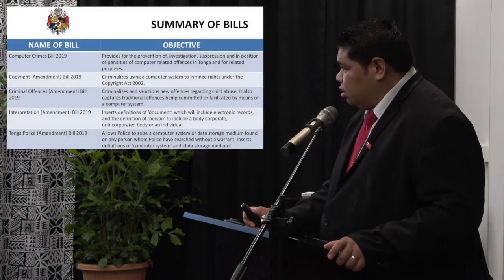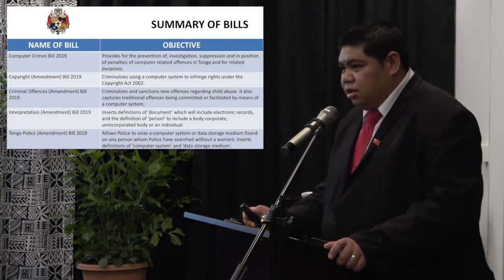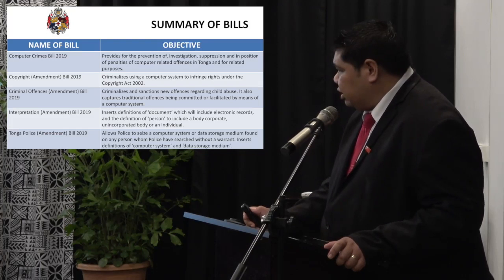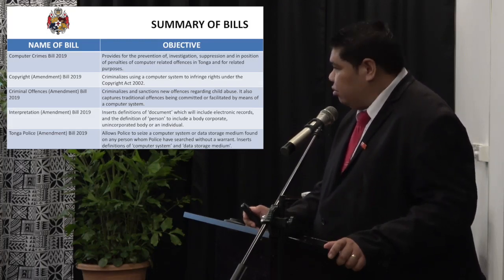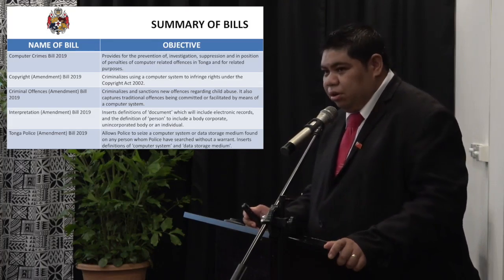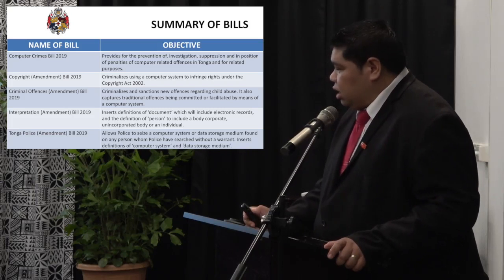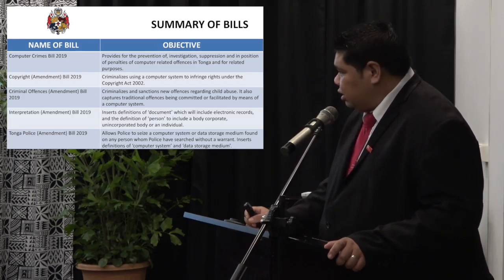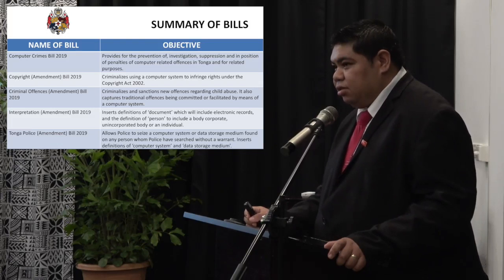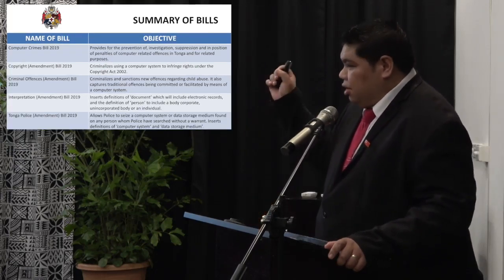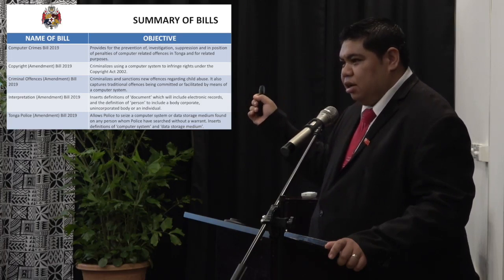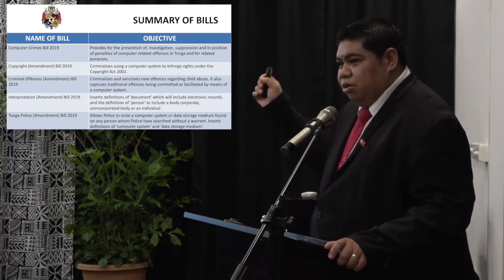If I can just summarize the bills that I was talking about. The Computer Crimes Bill 2019 provides for the prevention, investigation, suppression, and imposition of penalties of computer-related offenses in Tonga and for related purposes. The Copyright Amendment Bill 2019 criminalizes using a computer system to infringe rights under the Copyright Act 2002. What this means is there are already existing offenses in the Copyright Act. What we're doing is adding the computer element to it.